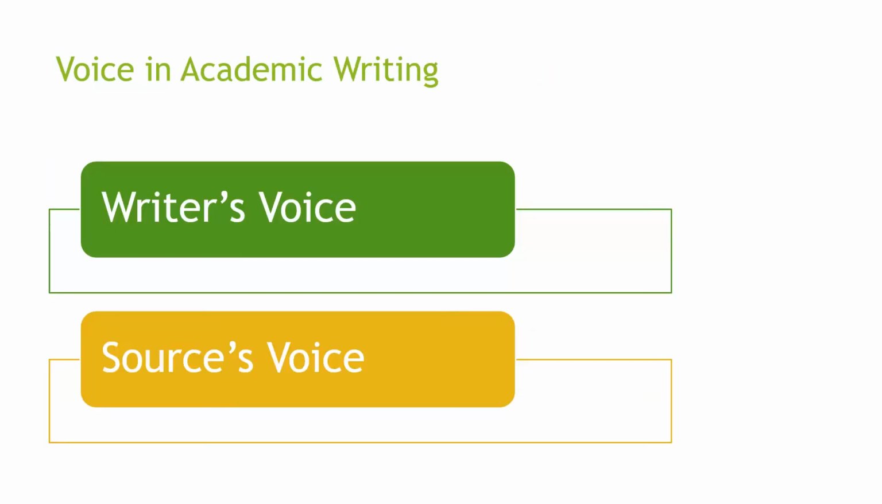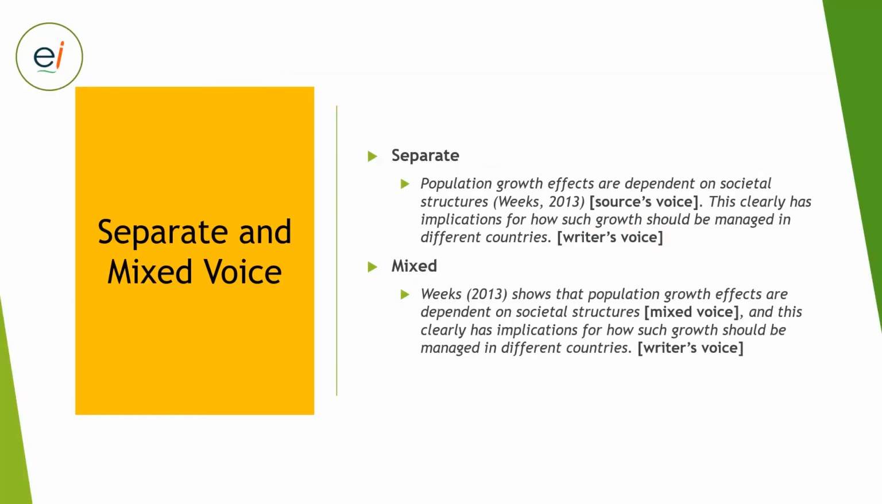Okay, and this brings us to voice. So we've been talking about the way in which you, the writer, talk about the author of the source that you're using. And the part where you comment on the source is your voice. And the part where you quote the source or paraphrase the source is their voice. But with an integral citation, you may also have what's called mixed voice. So I'll talk about separate voice first, where, as I've said, you have the source voice and the writer's voice.